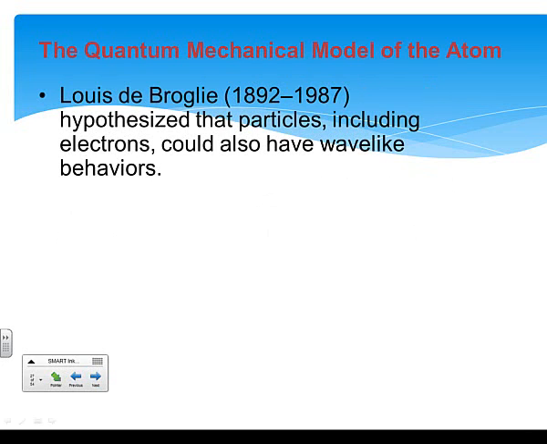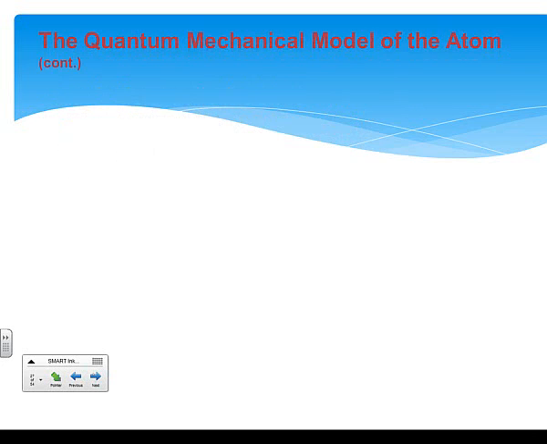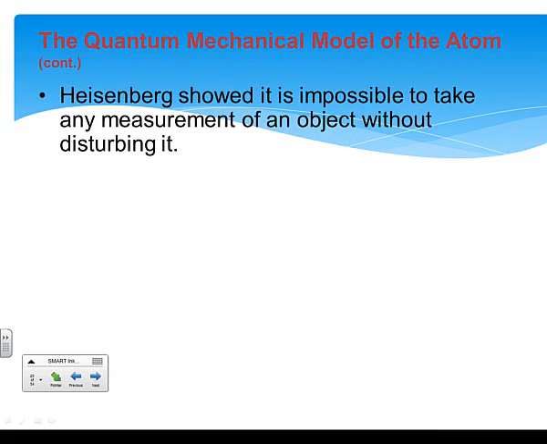Then along came a man named Louis de Broglie, and he had a hypothesis that particles, including electrons, could also have wave-like behaviors. He did all kinds of things, and you don't even need to know about all the different things that he did, but he helped contribute to what we know about the electron now.